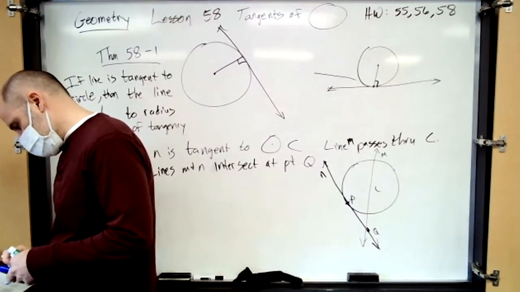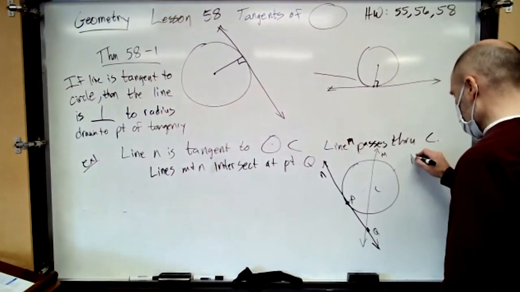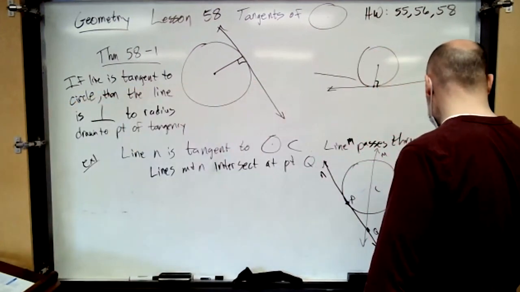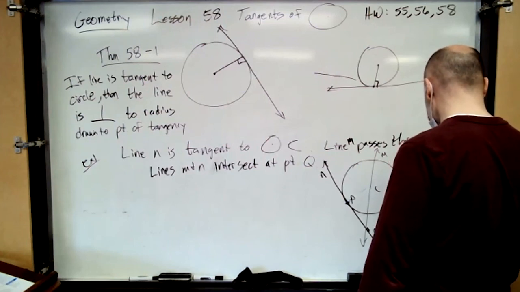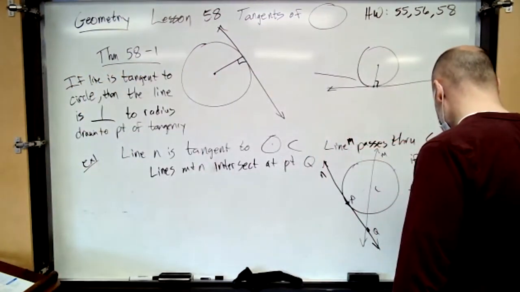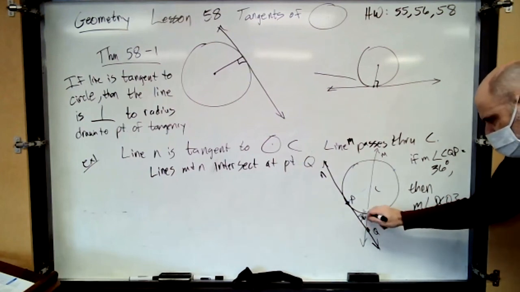And then the question says, if CQP is 36, determine PCQ. If measure of angle CQP equals 36 degrees, then what is the measure of PCQ? Okay. All right, do you see where CQP is? You see where that angle is? So draw with your fingers in the air. All right, good. So it's right here. So this is 36 degrees.